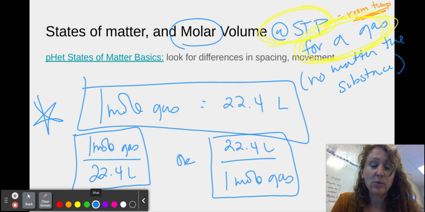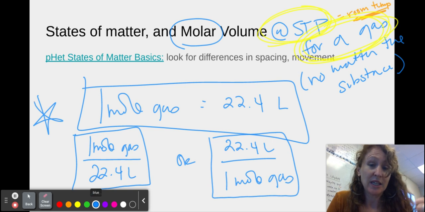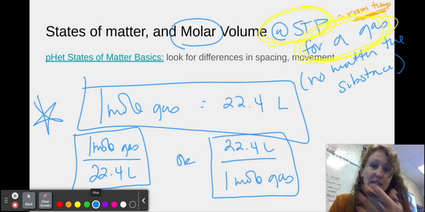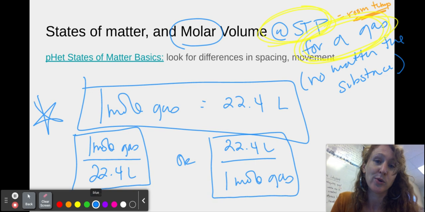And as we've seen, moles can lead to a lot of other things. Moles can lead to particles. Moles can lead to mass. Well, here we have moles leading to liters.